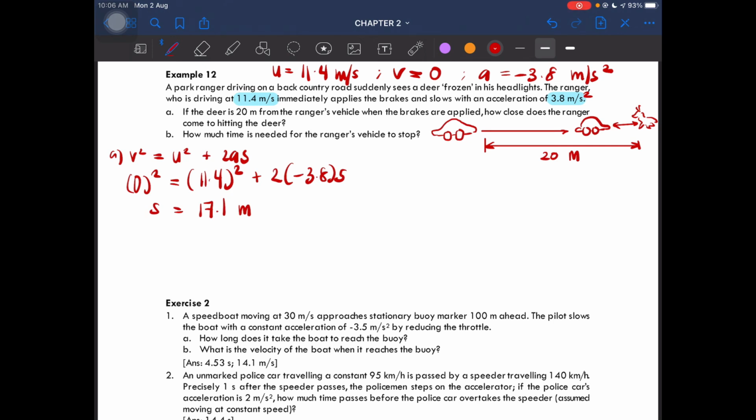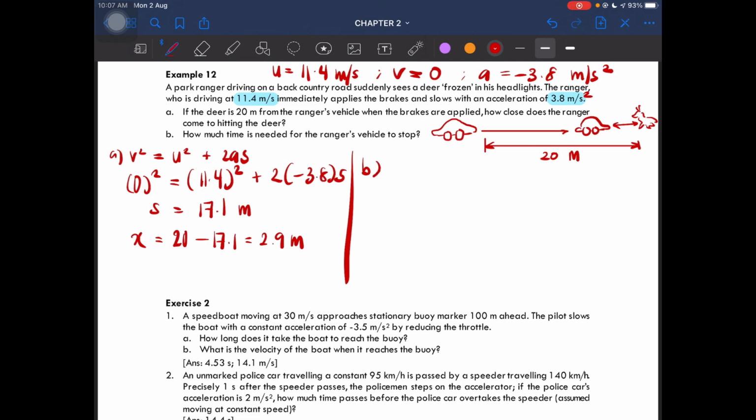Okay, so the distance, I'll label it as x. The distance between the stopped vehicle and the deer after they apply the brake is 20 minus 17.1, which is equal to 2.9 meter. Okay, so now we have to find the time needed for the vehicle to stop.